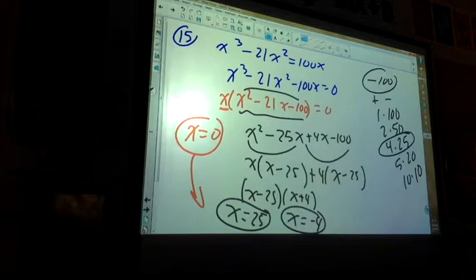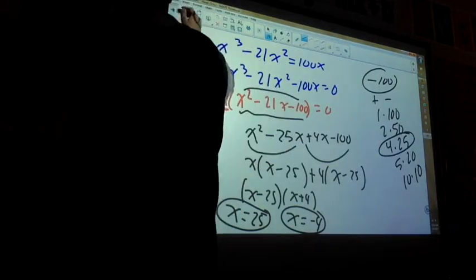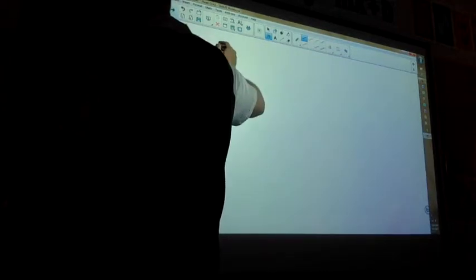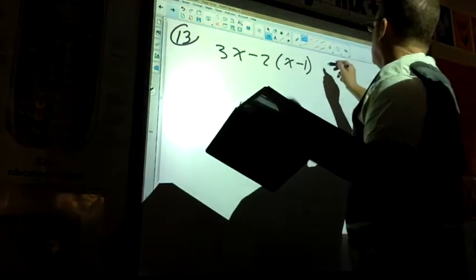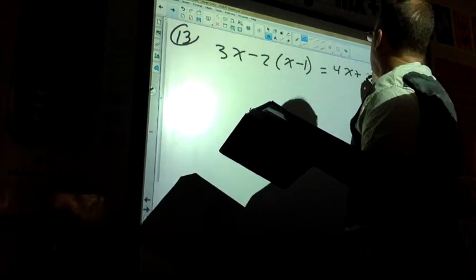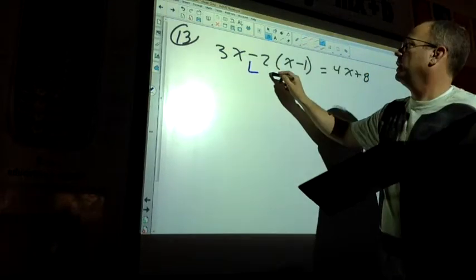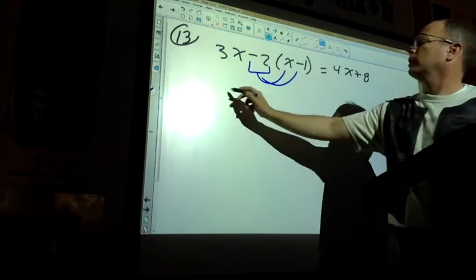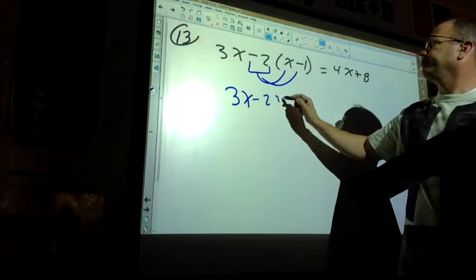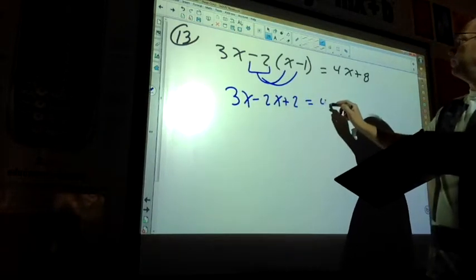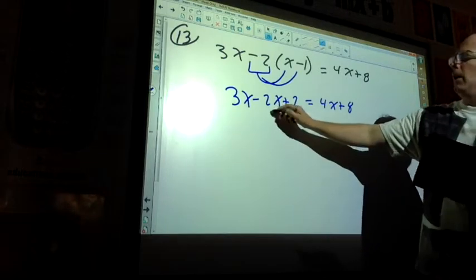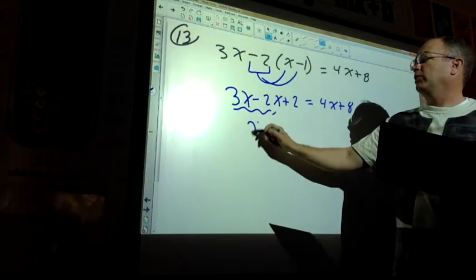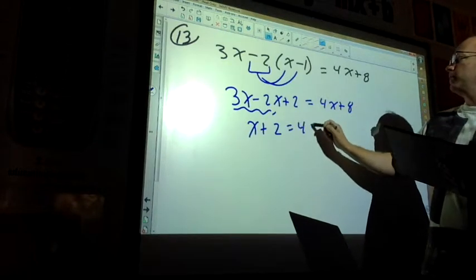Anything else up through number 16? 13, yeah. Number 13, 3x minus 2, x minus 1 equals 4x plus 8. All right, make sure you distribute the negative to both of those first. Is that okay so far? All right. Combine those like terms. 3x minus 2x is just x. X plus 2 equals 4x plus 8.